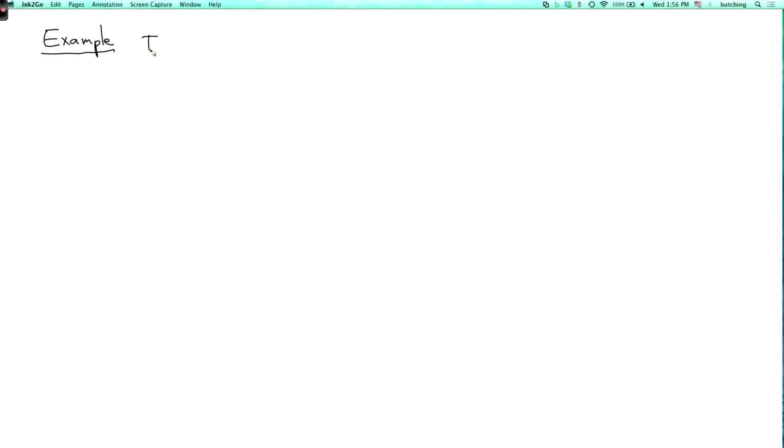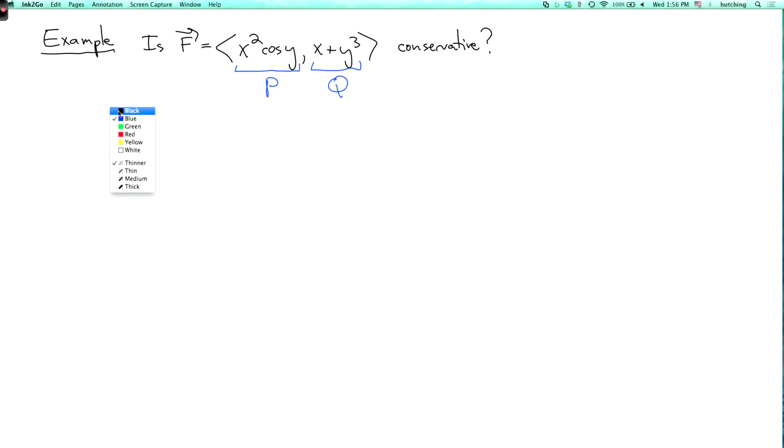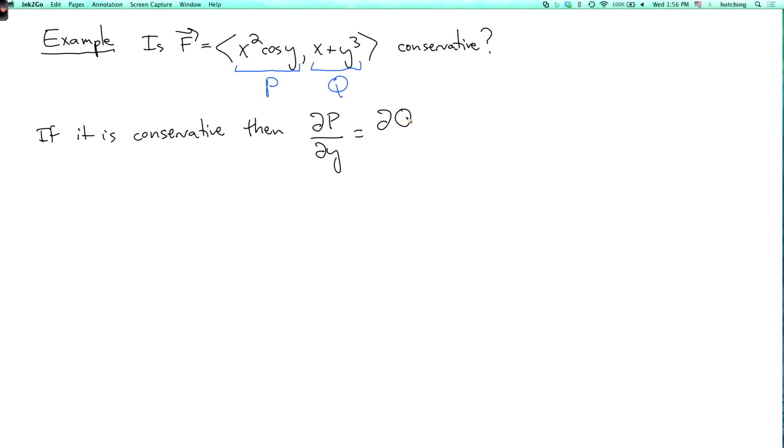So is the vector field F equals x squared cosine y, x plus y cubed conservative? So the components, this is what we're calling P, and this is what we're calling Q. Okay? If it is conservative, then we must have dP/dy equals dQ/dx. So let's check and see if that's true.